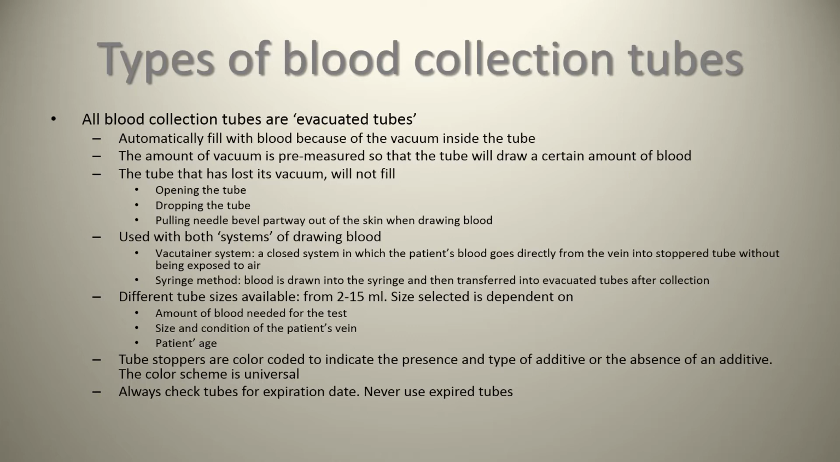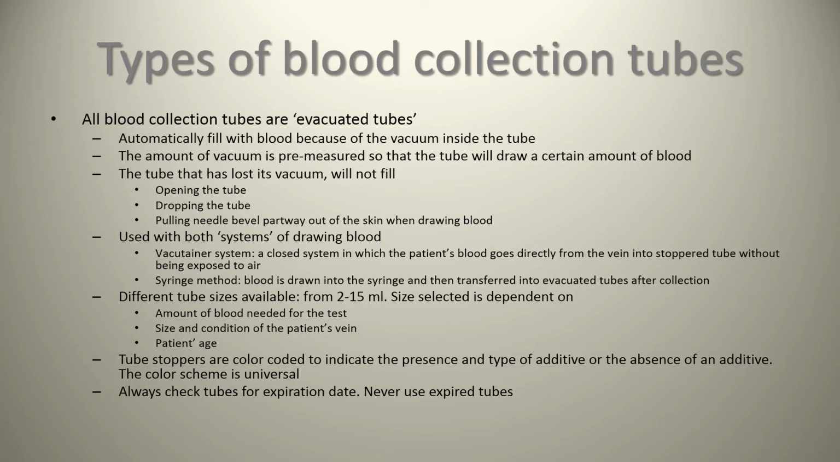This occurs either by opening the tube, dropping the tube, or pulling the needle bevel partway out of the skin when drawing the blood. These are used with both systems of drawing blood, a vacutainer system and a syringe system. A vacutainer system is a closed system in which the patient's blood goes directly from the vein into the stopper tube without being exposed to air. With the syringe method, blood is drawn into the syringe and then transferred into an evacuated tube after collection.